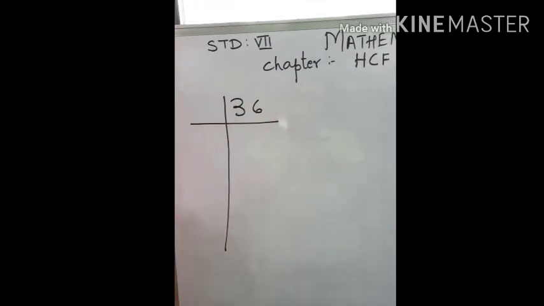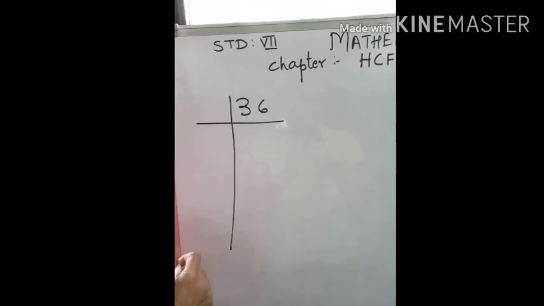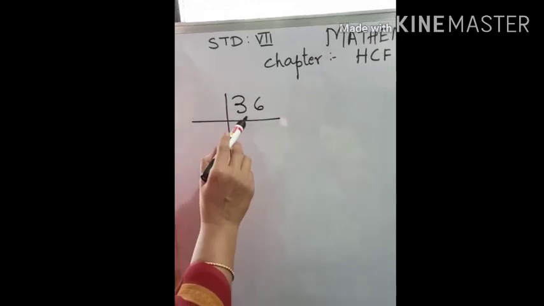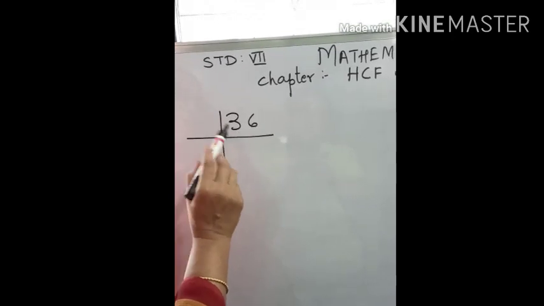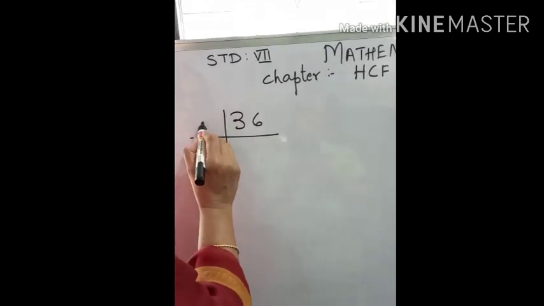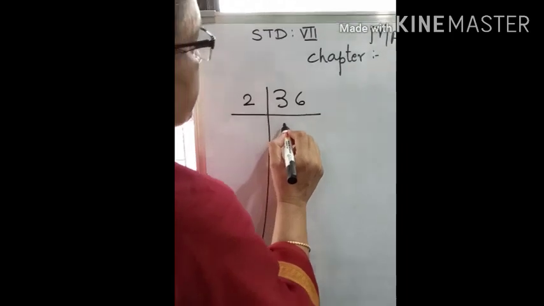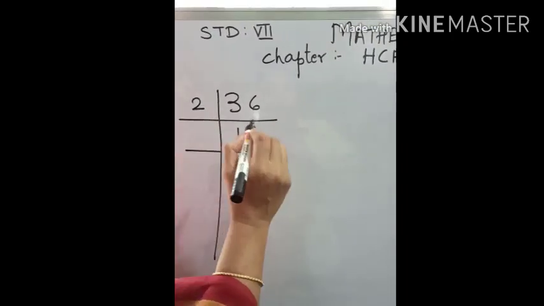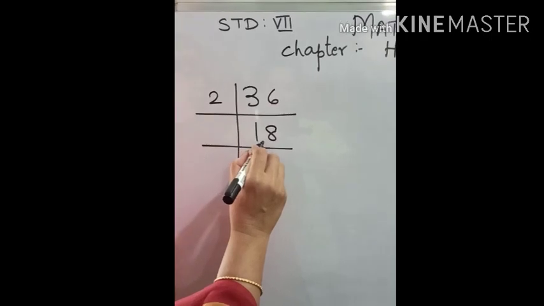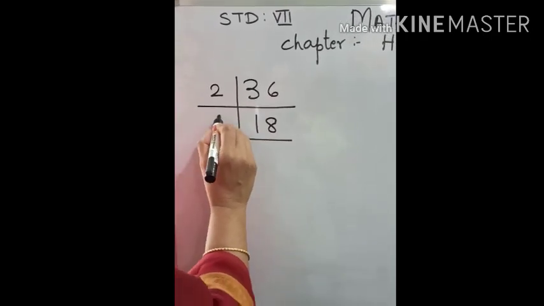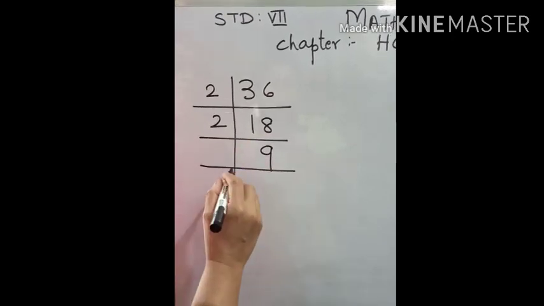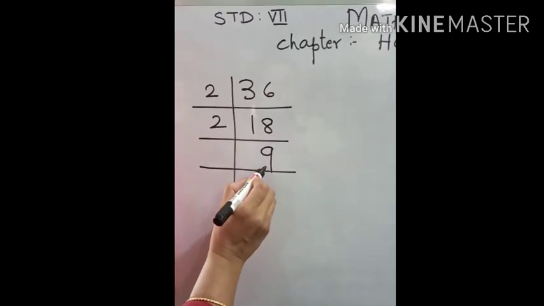Now you have to divide, start from 2, whether this number is divisible by 2 or not. So 36 is divisible by 2. 2 multiplied by 18, 2 18s are 36. Again you see whether 18 is divided by 2 or not. So 2 9s are 18. Now you have to divide this 9 further.